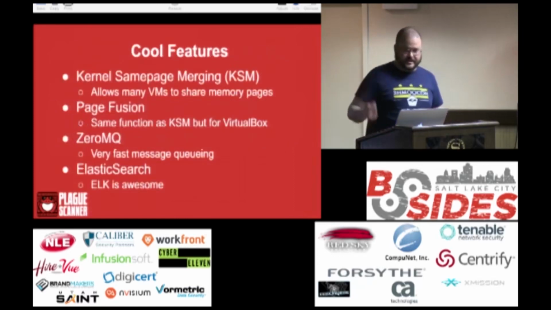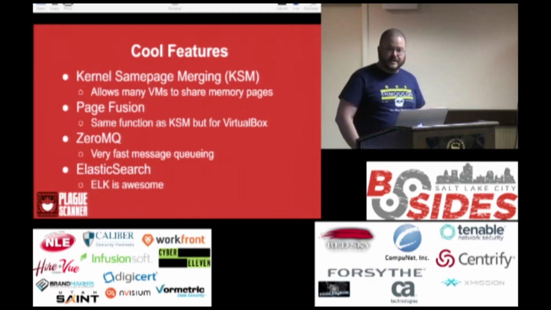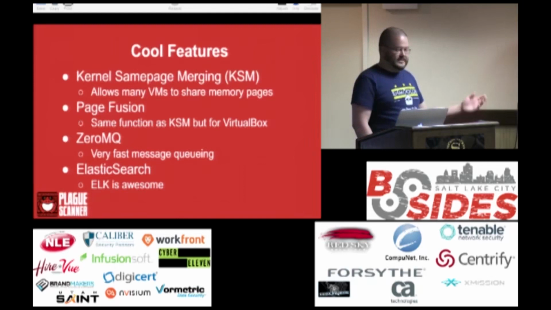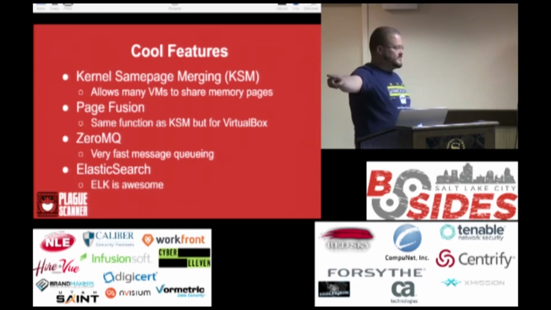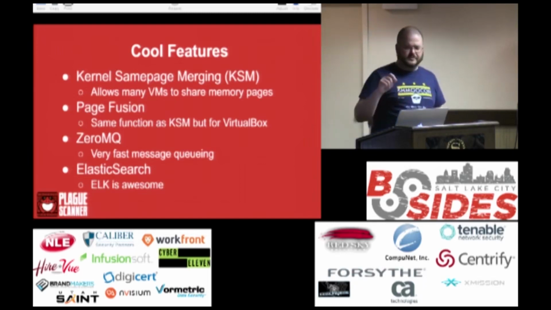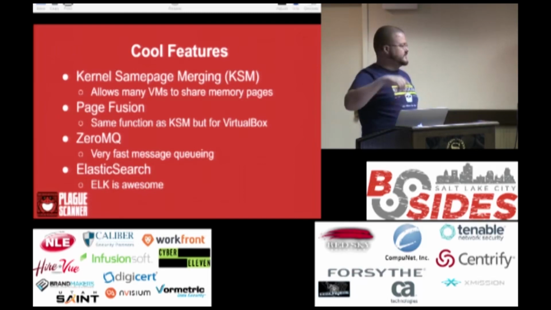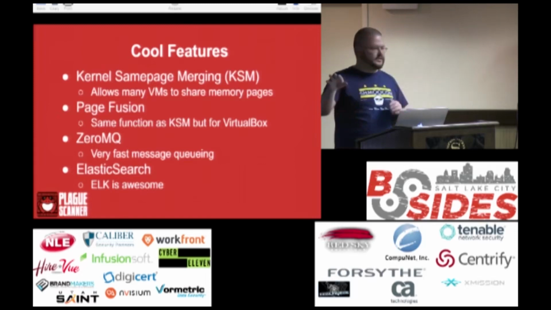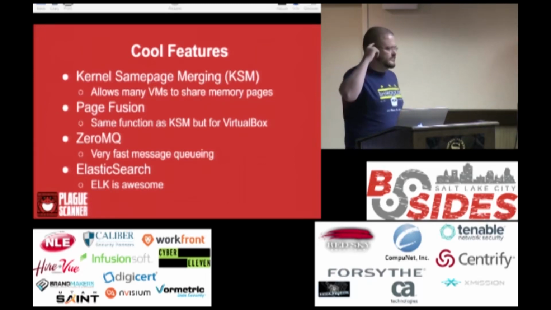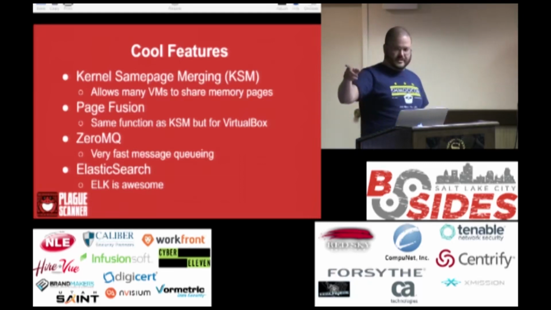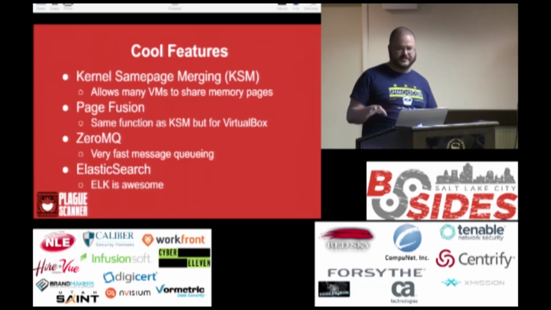I mentioned some of the cool features already, and I wanted to highlight some more of them. Kernel same page merging, as I said, allows many VMs to share memory pages. This is the name of that technology in VirtualBox: it's called Page Fusion, and if you go into VirtualBox's documentation and grep for Page Fusion, you'll find the section on it and how to set it up. I don't think you have to set it up, but you can look in there and double check. I use Mac, so I don't necessarily use VirtualBox for much of this stuff.